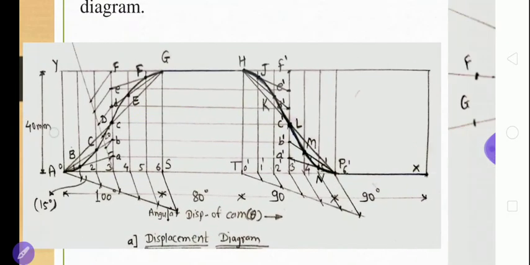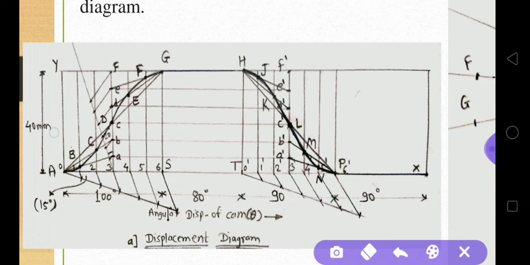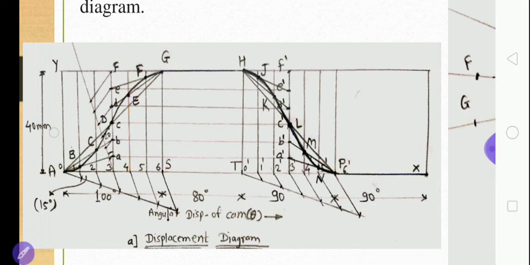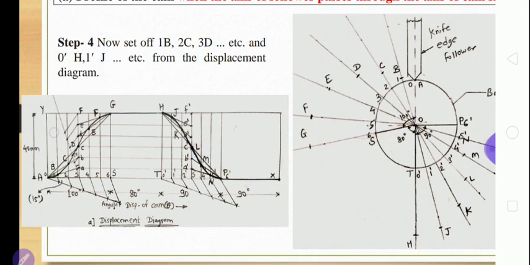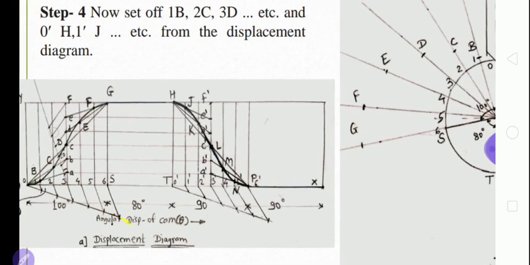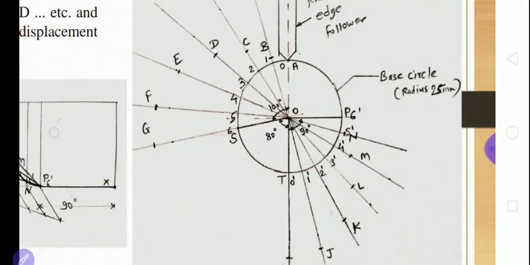In this displacement diagram, observe that at point S, the distance G to S is the displacement of the follower. At point 4, from E to 4, whatever distance is there, that is the displacement of the follower. So take these distances in the compass. For the first, take the distance 1 to B in the compass, and from point 1 mark the B point on that extended line. Then take the distance 2 to C from the displacement diagram, and mark that distance to C on that extended line.